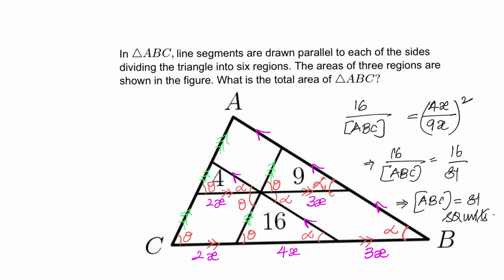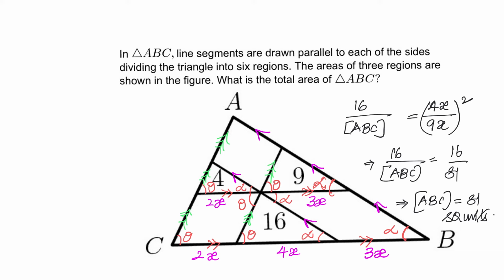Now let's have a recap of this problem. What we have done, we have been given a triangle ABC and we were told that lines are drawn parallel to the sides, dividing the triangle into 6 regions, and we have been given the area of 3 regions. Now how did we solve this problem? Since they said parallel lines, we drew the parallel lines. We understood there are 3 parallelograms and we have 3 triangles. And we also observed by drawing the parallel lines that these are similar triangles.